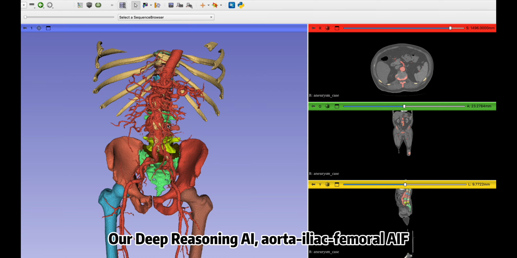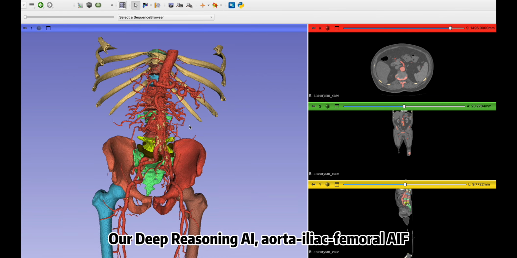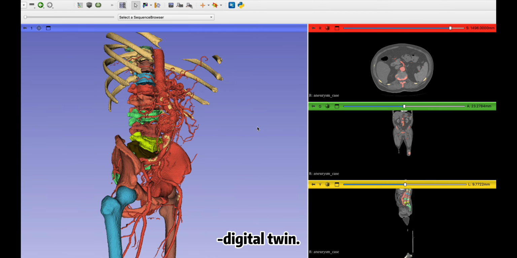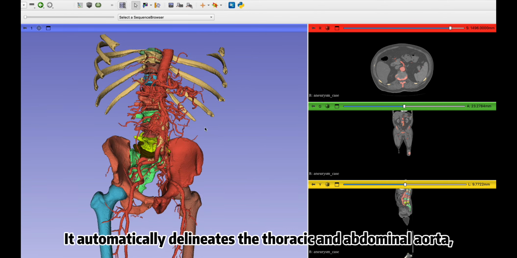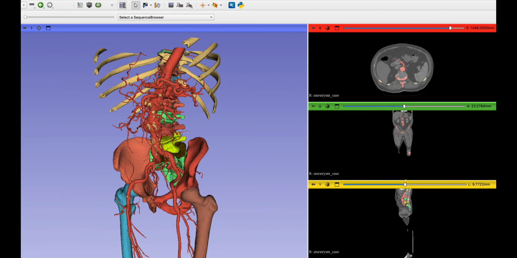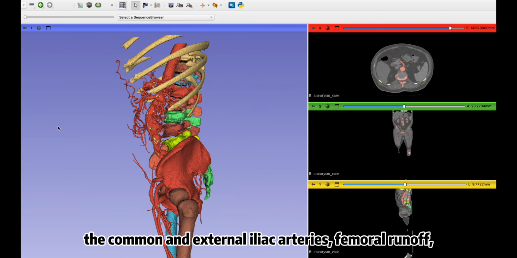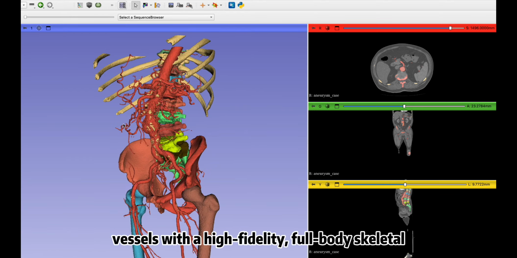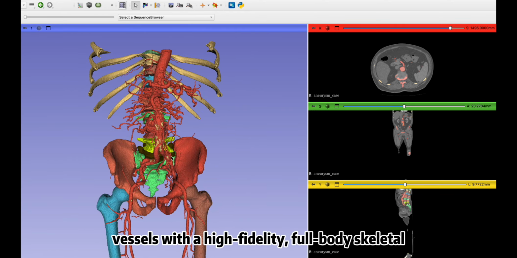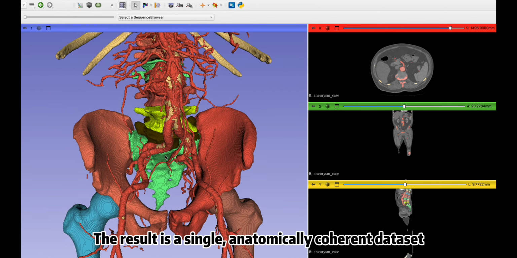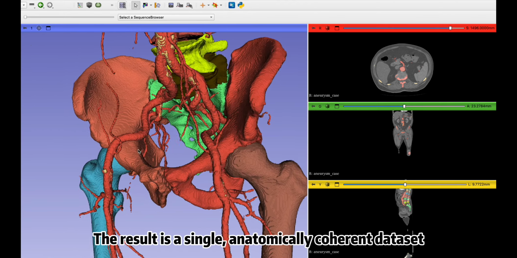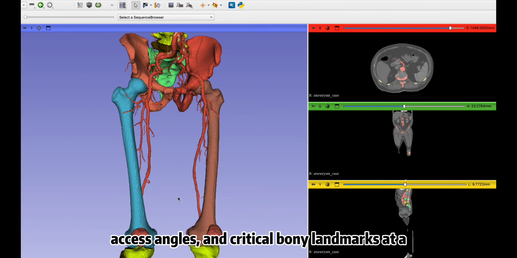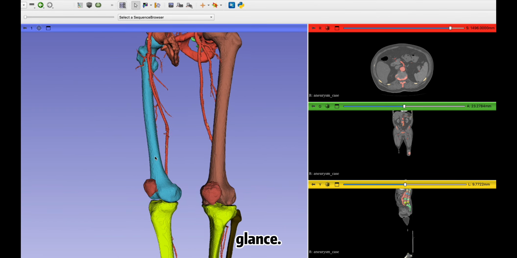Our Deep Reasoning AI aorta-iliac femoral, AIF model turns routine CT angiography into a personalized 3D digital twin. It automatically delineates the thoracic and abdominal aorta, the common and external iliac arteries, femoral runoff, and key secondary branches, then seamlessly fuses these vessels with a high-fidelity, full-body skeletal model. The result is a single, anatomically coherent data set that allows clinicians to evaluate endograft landing zones, access angles, and critical bony landmarks at a glance.